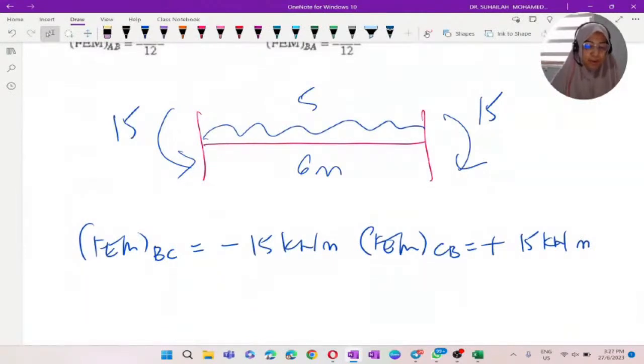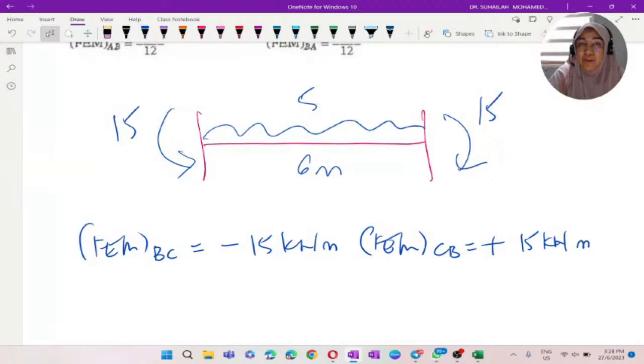Okay, it is 5 times 6 square divided by 12. It is 15. So this 15 is the fixed end moment at position BC and position CB. In the table, this is the first member end moment in the table.